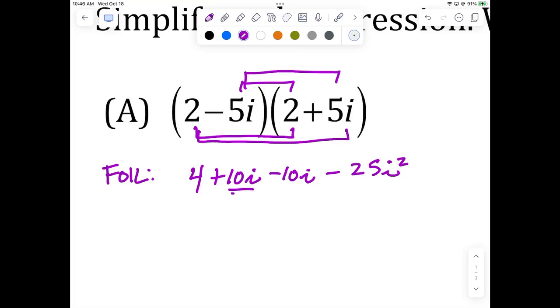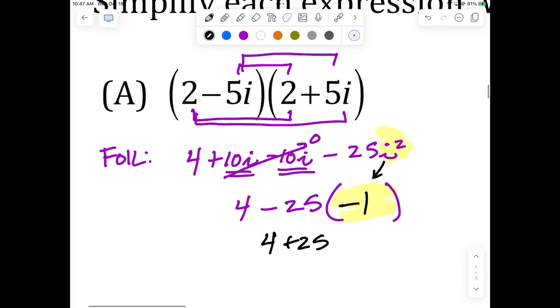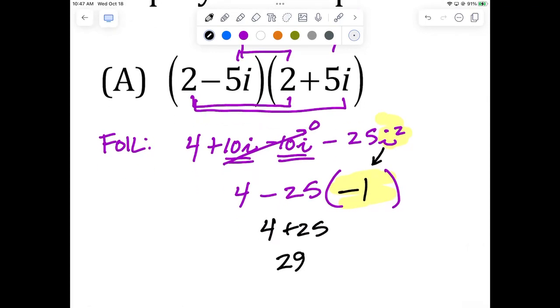Now we combine like terms. What's 10i minus 10i? Those cancel to give you 0, and we're left with -25 times i squared. So what am I going to do when I see an i squared? Yeah, I'm going to put parentheses first, and then I'm going to come back and put, well, with a highlighter, I'm going to put a -1 in there. i squared is a -1. And then I resimplify. I get 4 plus 25, which turns into 29.